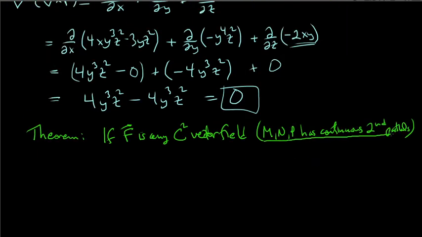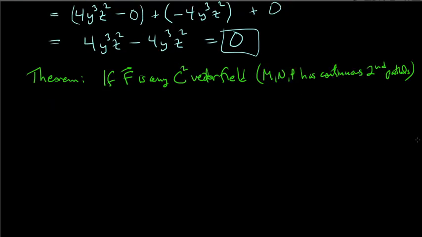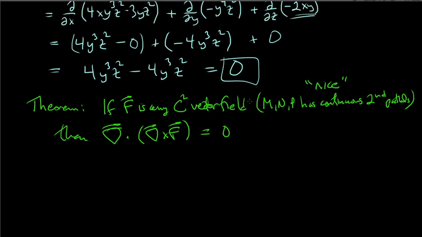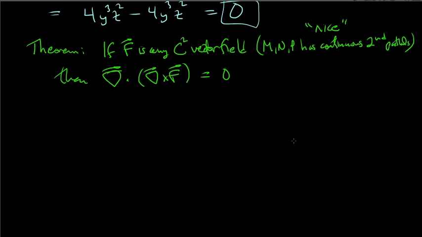So as a practical matter, this is almost always going to be true. And if it's not true, then it's a rather pedantic example, and we're probably not going to go through that. So for our purposes, if F is any nice vector field, then the divergence of the curl will always be 0. But be careful, not 0 as a vector. Remember, this is the divergence. The divergence is a number, not a vector.